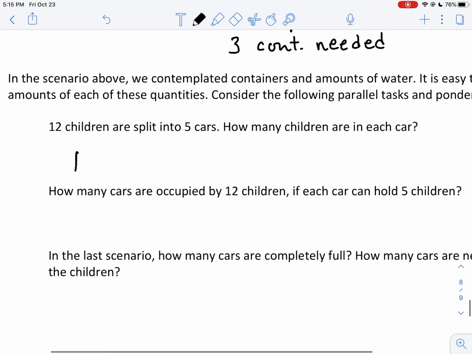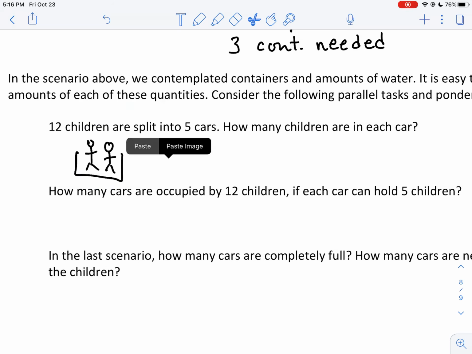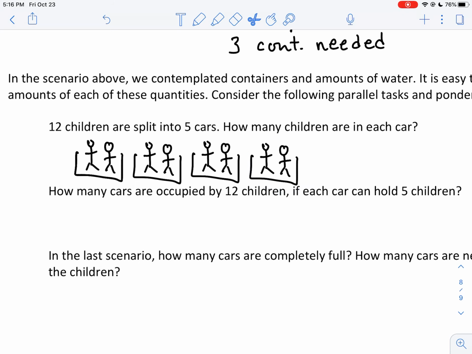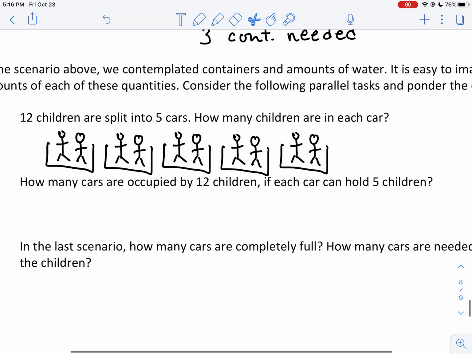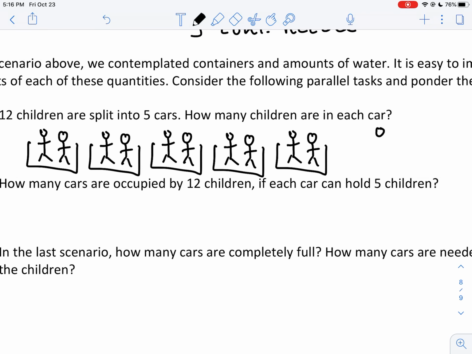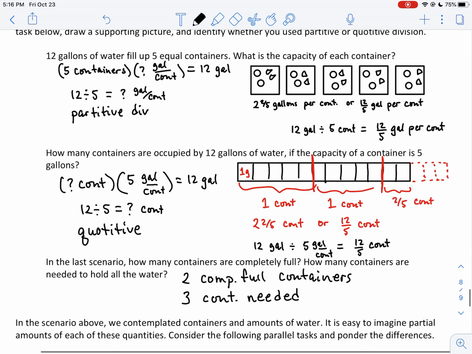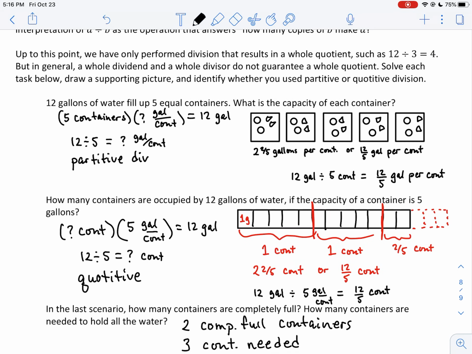Well, if you put 2 kids, right, each car's got 2 kids in it, and you have 5 cars, you can clearly see that 10 kids fit evenly into 5 cars. And the question is, what do you do with the other 2 kids? You split them up? We don't want to do that, right?